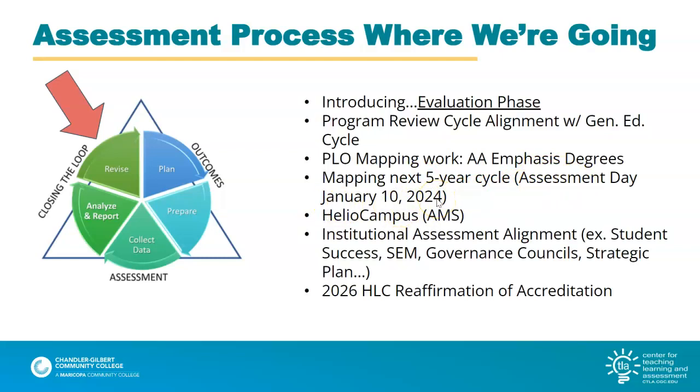So essentially what we're hoping to accomplish is that disciplines understand where their program review is going to occur within the next 5-year cycle, that they will have the PLO mapping work done for emphasis degrees in the arts, in the sciences, and for certificates of completion, and that this information will be able to inform the next 5-year cycle. So faculty can make strategic decisions on when to do those formal assessment projects within the next 5-year cycle that makes sense for program learning outcome mapping work and for program review information.